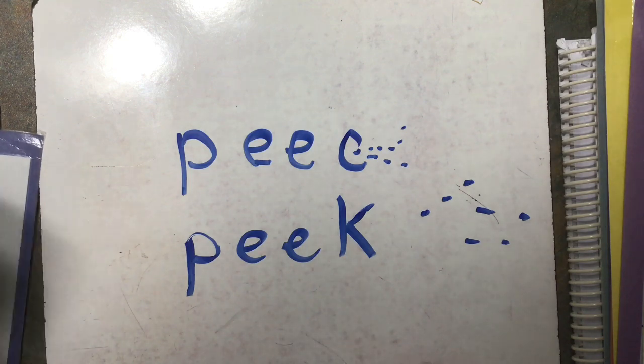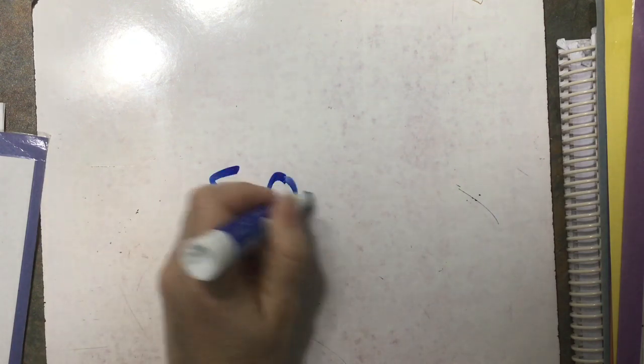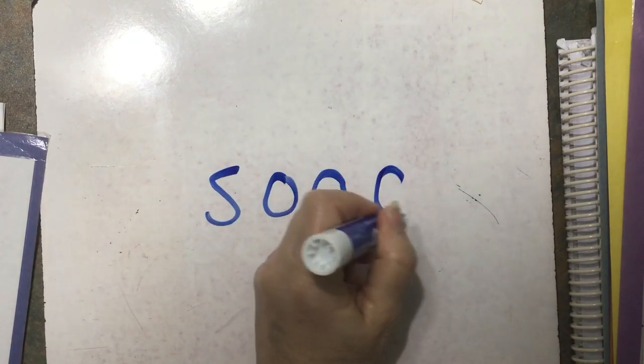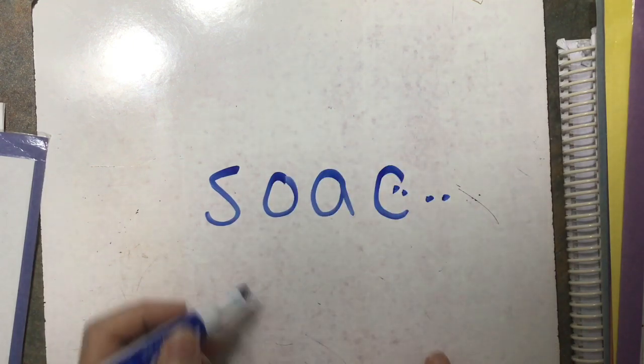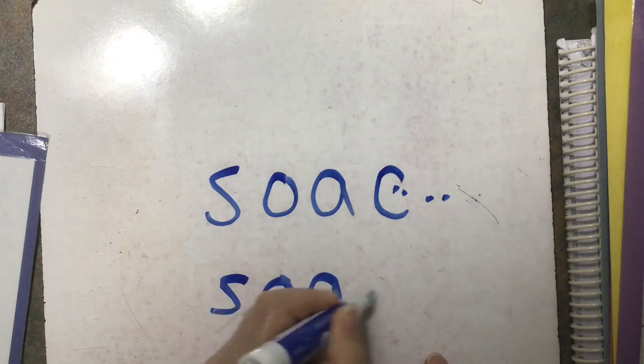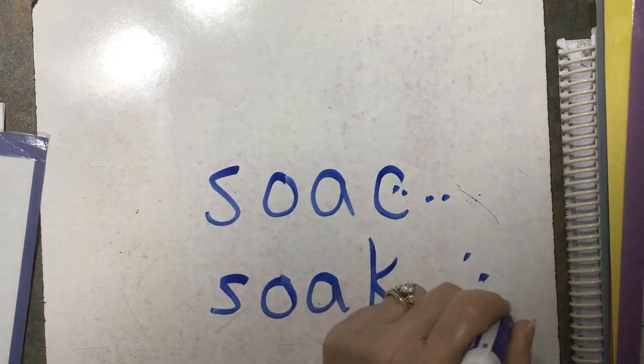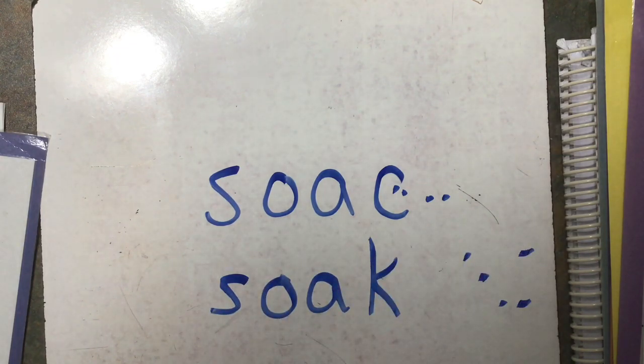Peek. So, like some of the words that we just learned, this word soak. Soak. This says soak, but the flies are going to get in his mouth. So instead, we want to spell it with the K so that the flies have to shoo away. Soak. Okay.